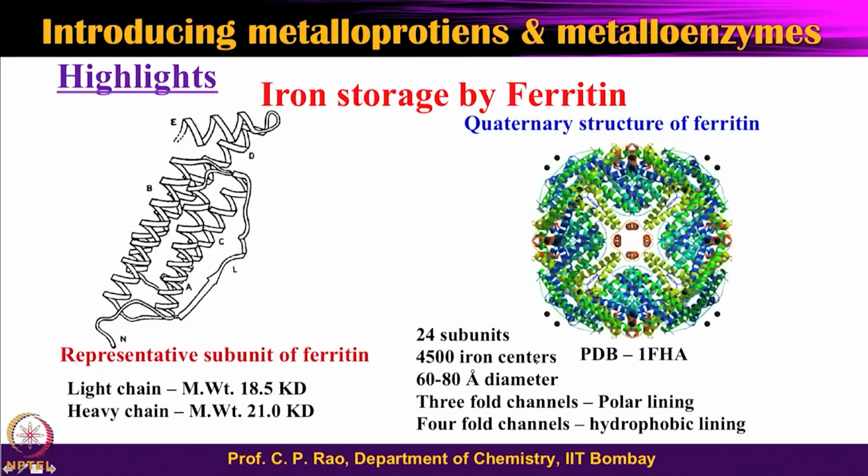Followed by this, I have talked to you about the iron storage by ferritin. Ferritin is a huge protein having 24 subunits, 4,500 iron ions, about 7 to 8 nanometers in diameter, and there are two major features.